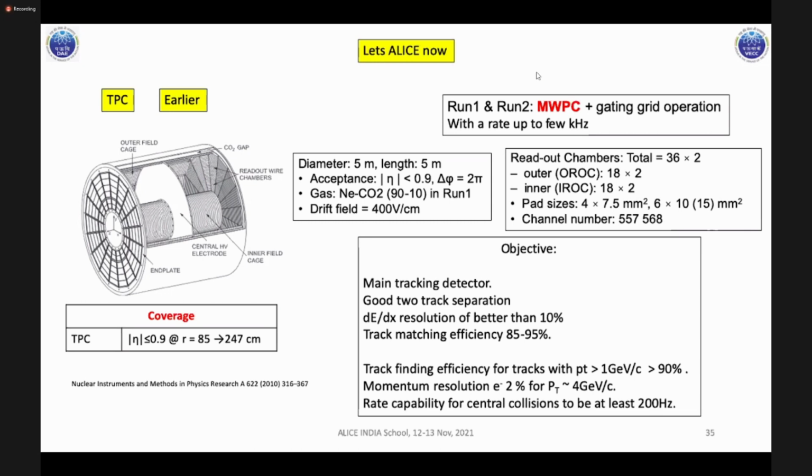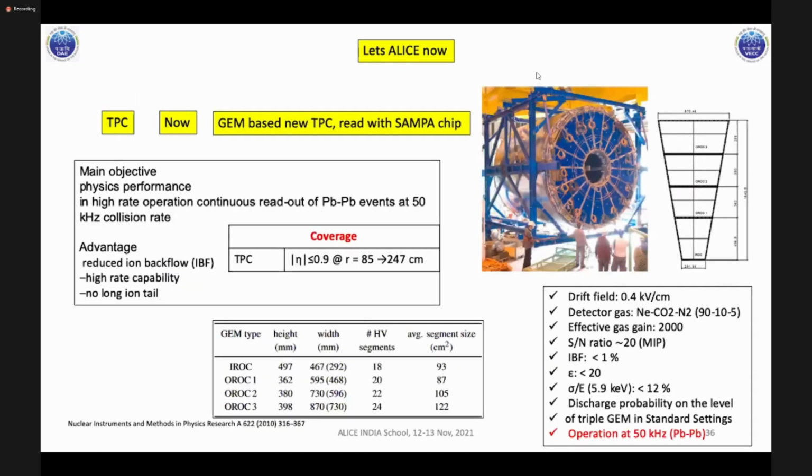So this is the rate that is of concern to run ALICE with this upgrade during Run 3, where the interaction rate is expected to be 50 kilohertz. And obviously, TPC with MWPC cannot work. So you need some upgradation. So after upgradation, how does it look? Just MWPC is replaced by GEM. So now, presently in ALICE, TPC is working with this GEM-based technology.